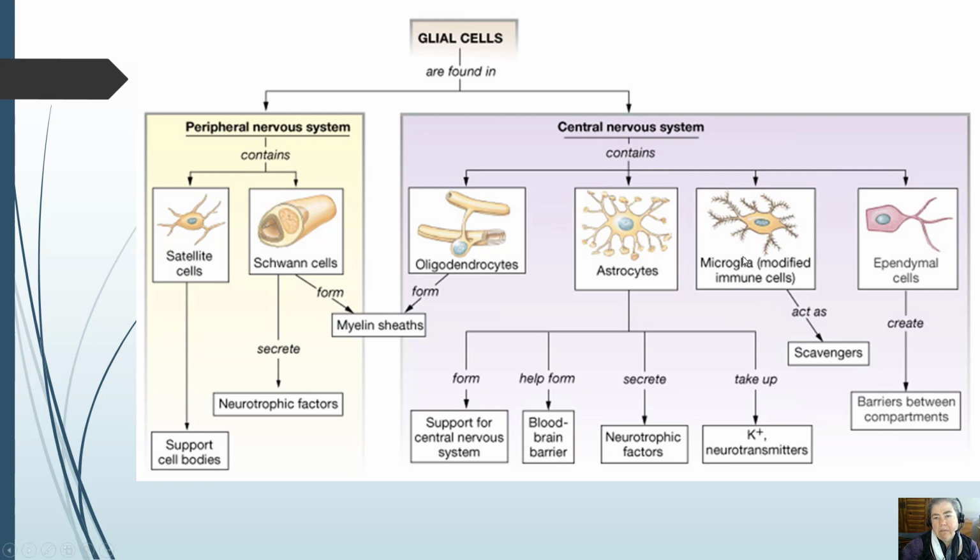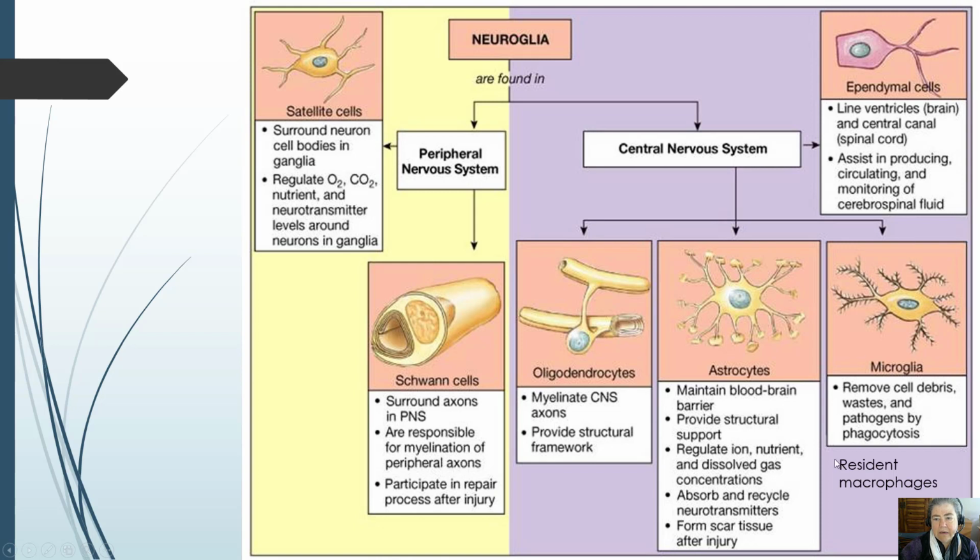The microglia are immune cells and they act as scavengers. They basically help to clean up messes. They can move, so they have the ability to move through the nervous system in some cases, and they are phagocytic. And then finally, the ependymal cells, which line the compartments within the central nervous system that contain cerebrospinal fluid, and they are ciliated. Those cilia help to move the CSF.